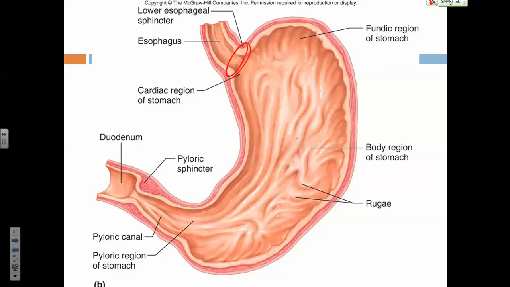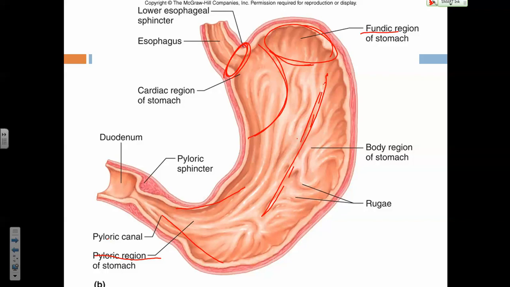The sphincter muscle right there is the cardiac sphincter or lower esophageal sphincter. This region of the stomach, this upper region that connects to the esophagus, is called the cardiac region. The part of it, this upper hump-like part, is the fundus or fundic region. The main part is the body. And then as it starts to narrow, that's the pyloric region. When it gets super narrow, it's the pyloric canal.